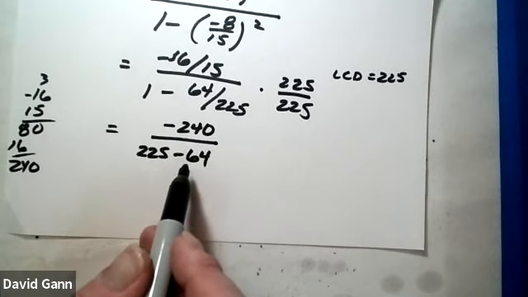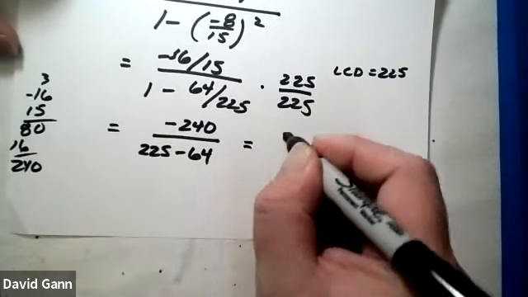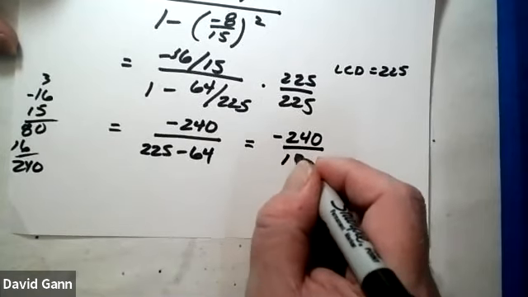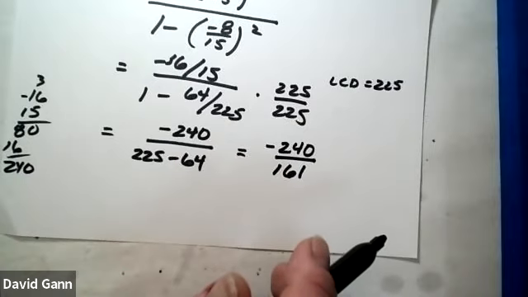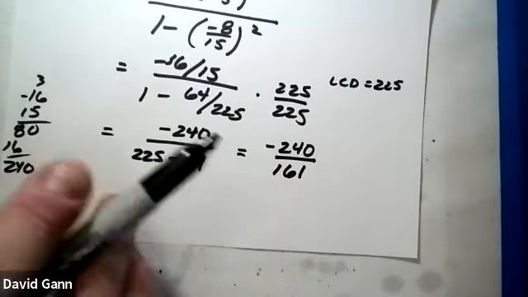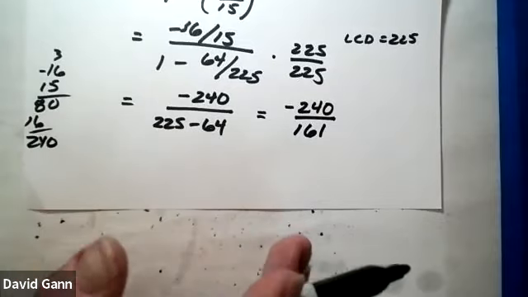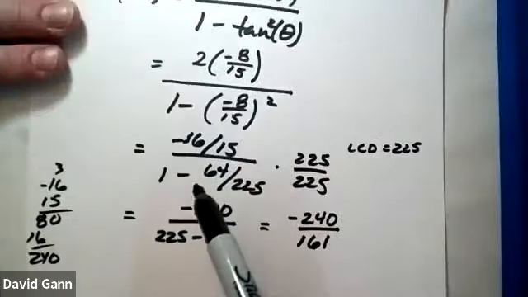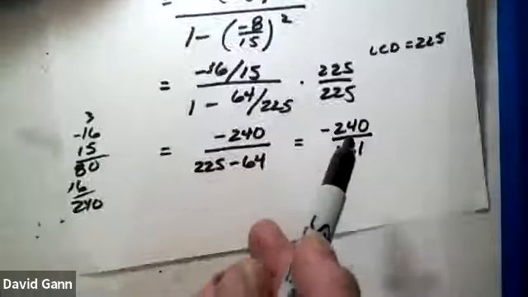225 minus 64. I think this is going to get us back to that 161 again, which we've already seen. So we end up with minus 240 divided by 161. Now, like I said, we could have gotten that from just the cosine of 2 theta and sine of 2 theta directly, and we could check it just to make sure we did the work right. But like I said, I wanted to play around with this tangent of 2 theta equation, just to make sure that everybody's real familiar with it.